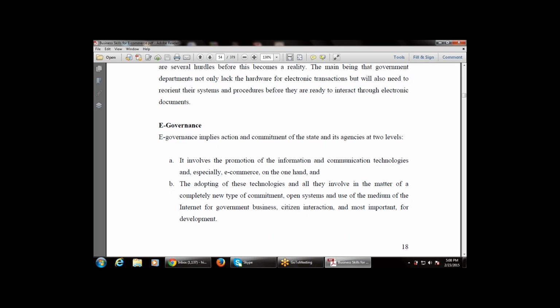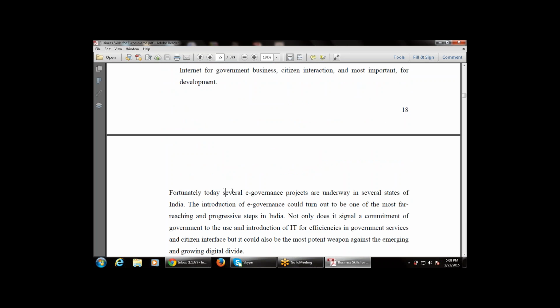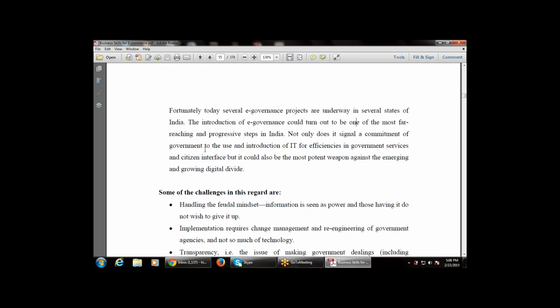Whenever we use new technologies and new inventions that are also available for e-commerce, it requires adoption of the technology, commitment, open systems and use of the internet medium for government business, citizen interaction, and most important, for development. Fortunately, today several e-governance projects are underway in several states of India.